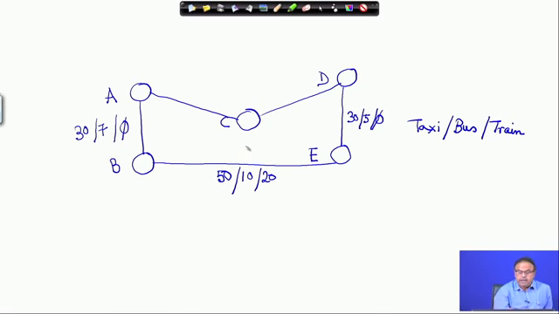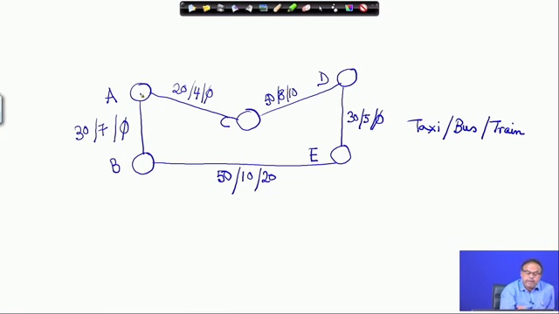A to C I have got 20 rupees by train, 4 rupees by bus and there is no train. Here C to D it is 50 rupees, again 8 rupees and by train it is say 10 rupees. So, this is the picture.